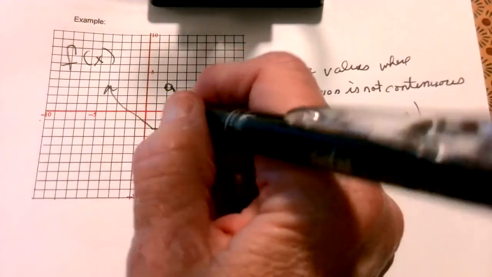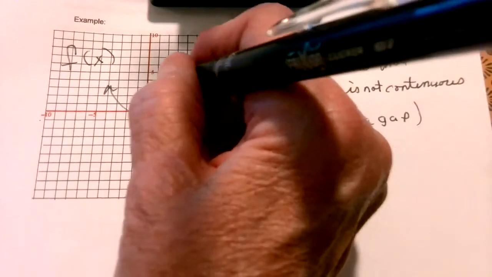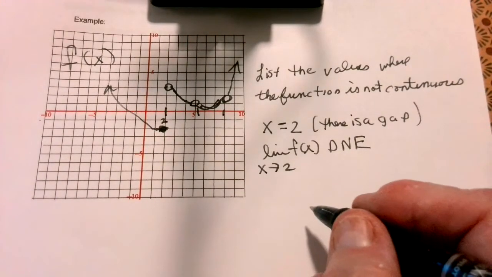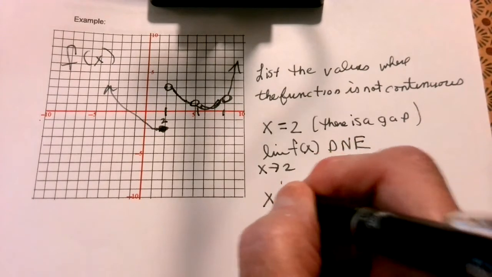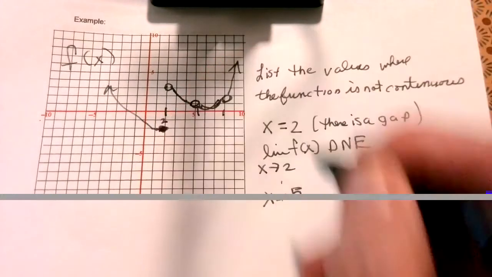The left-sided limit's coming into -2, I believe. The right-sided limit's coming into 4. So they're not coming into the same thing. So this limit does not exist. The next place is at x equal 5. Because if you look at over here, there's a hole right there at 5.